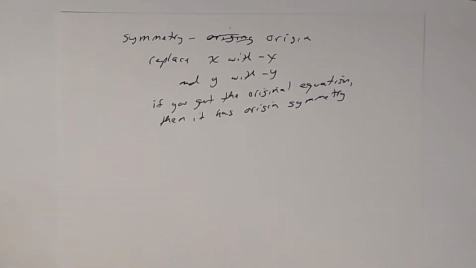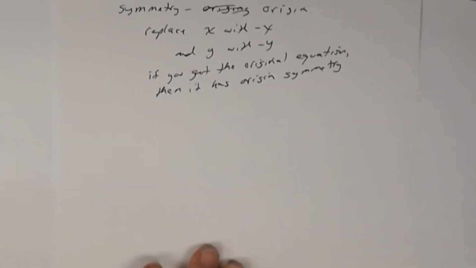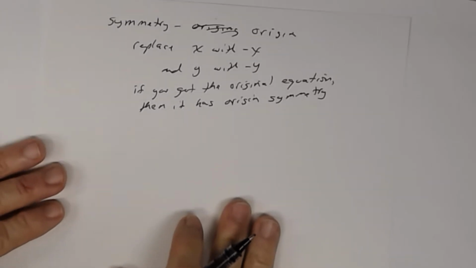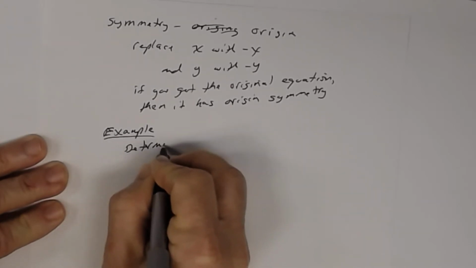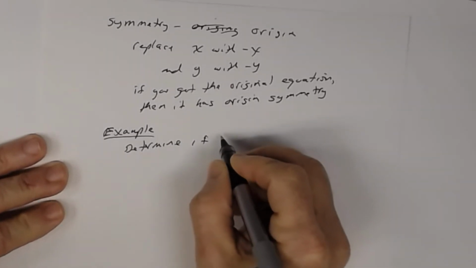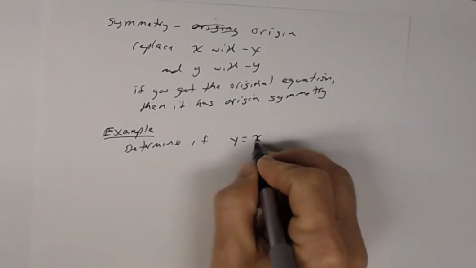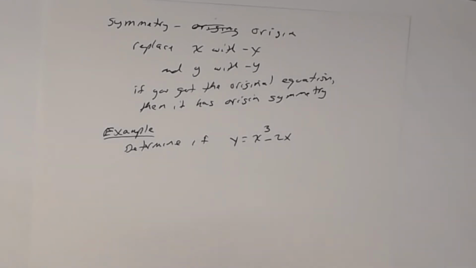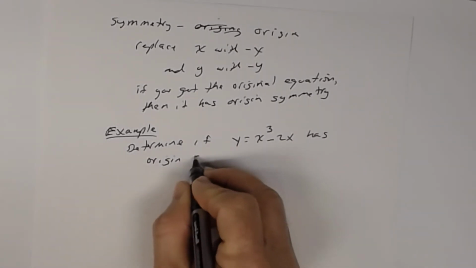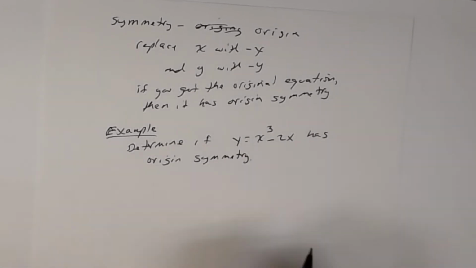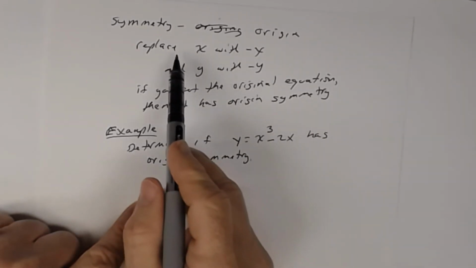So let's look at an example with origin symmetry. Example: determine if this relation, let's say we have y equals x cubed minus 2x, so y equals x cubed minus 2x, determine if the graph of that relation has origin symmetry. To determine if you have origin symmetry, that's where you do both.